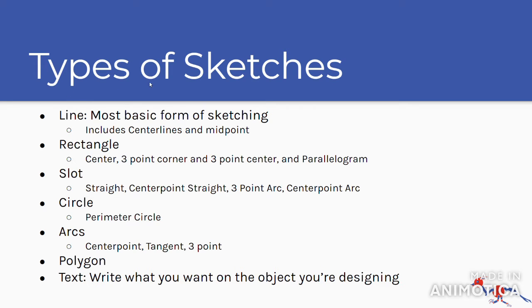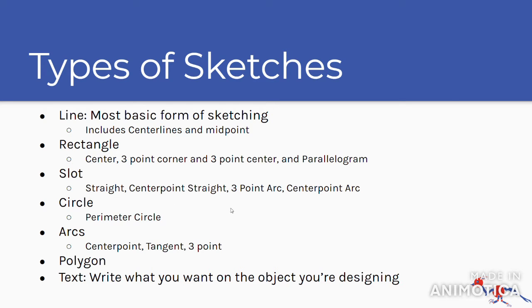So we have the line. This is the most basic form of sketching that you'll learn first, and there's a couple different ways to do that. You have center lines and midpoint. Center line is like a reference or construction line, and I'll show you that in a minute. Then we have the rectangle, a couple different ways to do that. Parallelogram, 3-point center and corner. And then there's a slot, where if you just think of this like a football field with the semicircles on the end, yeah, so that's what a slot looks like. A few different ways to do that.